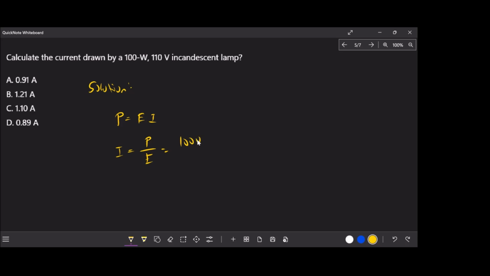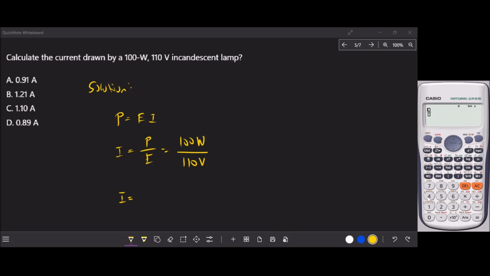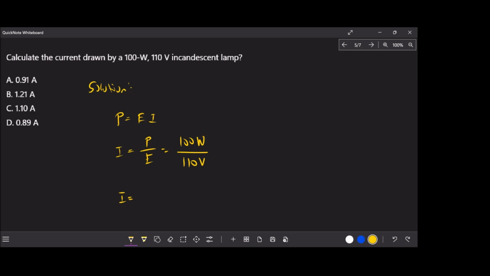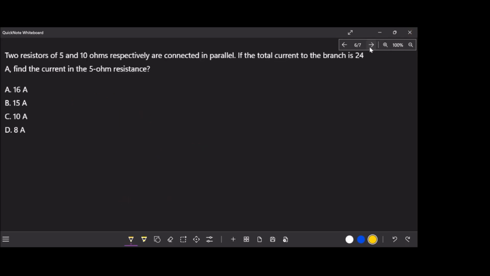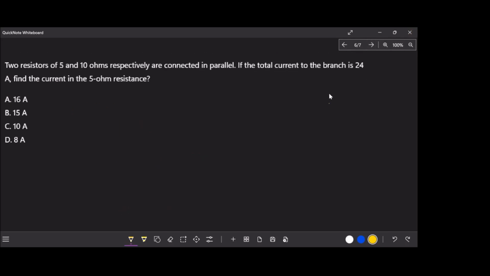So, we have 100 watts, not volts, but watts. So, 100 watts divided by 110 volts. Okay. So, we have 100 divided by 110. This is equal to 0.91. No? So, 0.91 amperes, which is letter A. Okay. Next, no, maybe this will be the last problem for this episode.